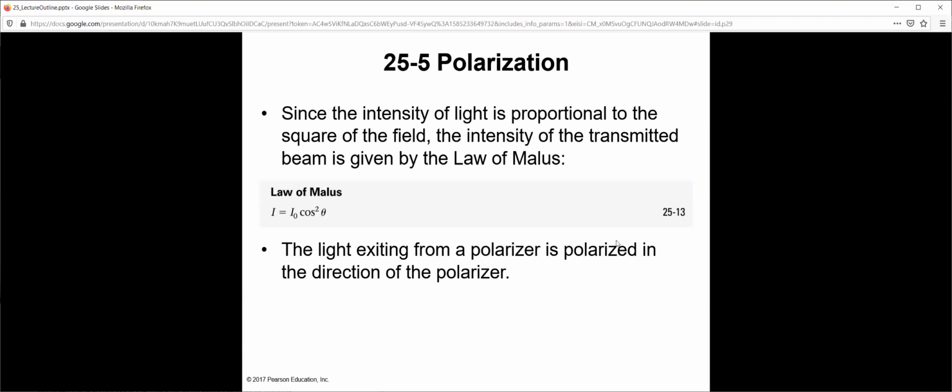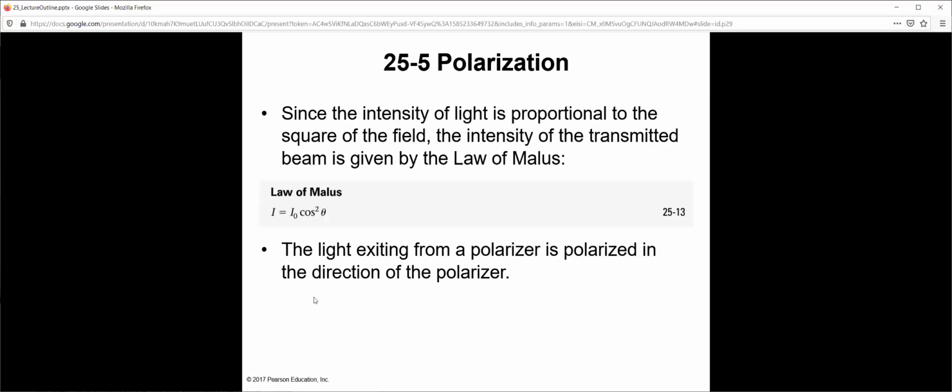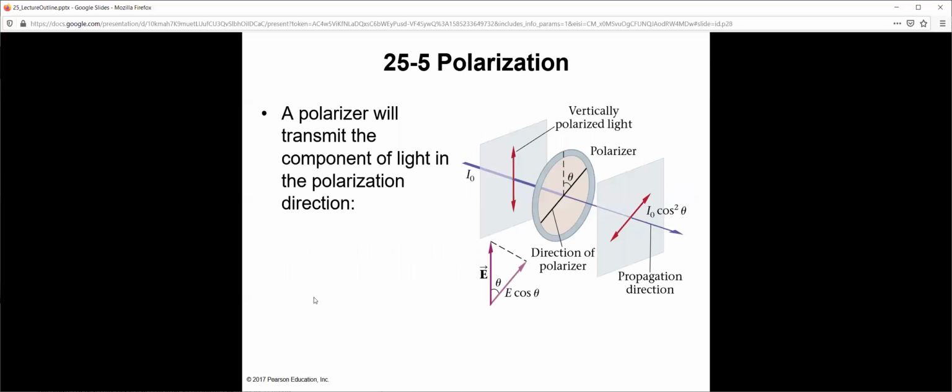Since the intensity of the light is proportional to the square of the field, we talked about that already, right? The intensity of transmitted light is given by this. I naught is the original intensity, and I is the intensity after you polarize it. And cosine squared theta, theta being the same theta as shown here at the polarizer, which is the angle between the vertically polarized light and the direction of the polarizer.